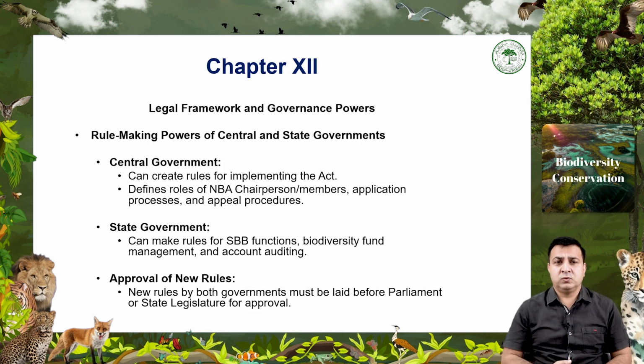Who makes the rules? The central government has the authority to make rules to implement this Act, including defining the roles of the National Biodiversity Authority, chairpersons and members, application process and appeal procedures. Similarly, the state government can make rules related to the functions of the State Biodiversity Board, the management of biodiversity funds and the auditing of accounts. Both the central and the state governments must lay any new rules before parliament or the state legislatures for approval.